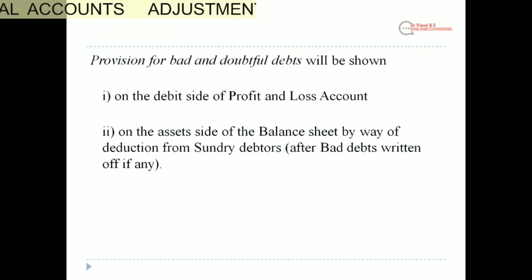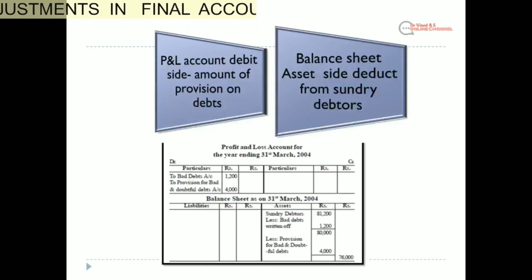If there is a situation like that, it will be on the debit side of profit and loss account, and on the asset side of balance sheet by way of deduction from sundry debtors after bad debts written off. So the treatment will be like this. It will be shown on the debit side of profit and loss account and deducted from sundry debtors in balance sheet after deducting the bad debts written off.